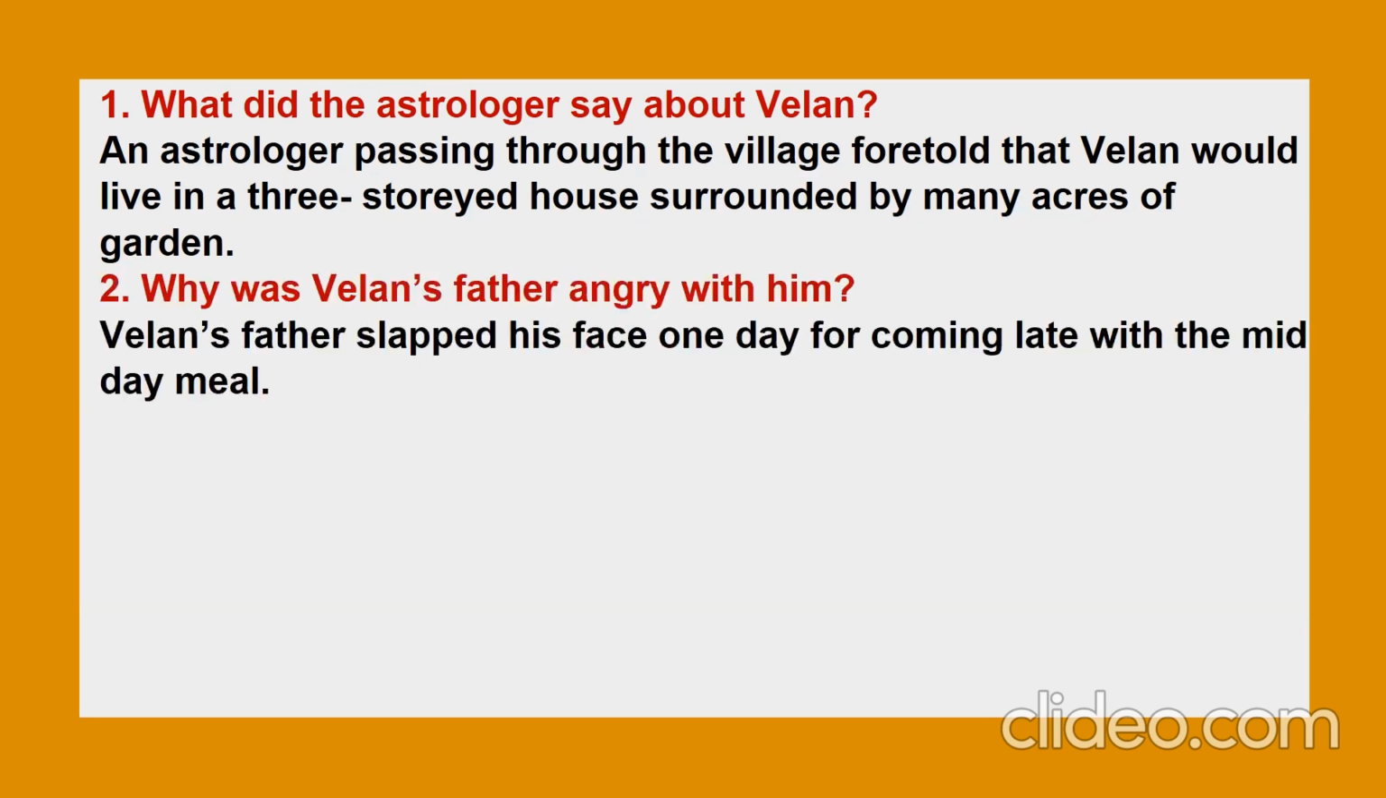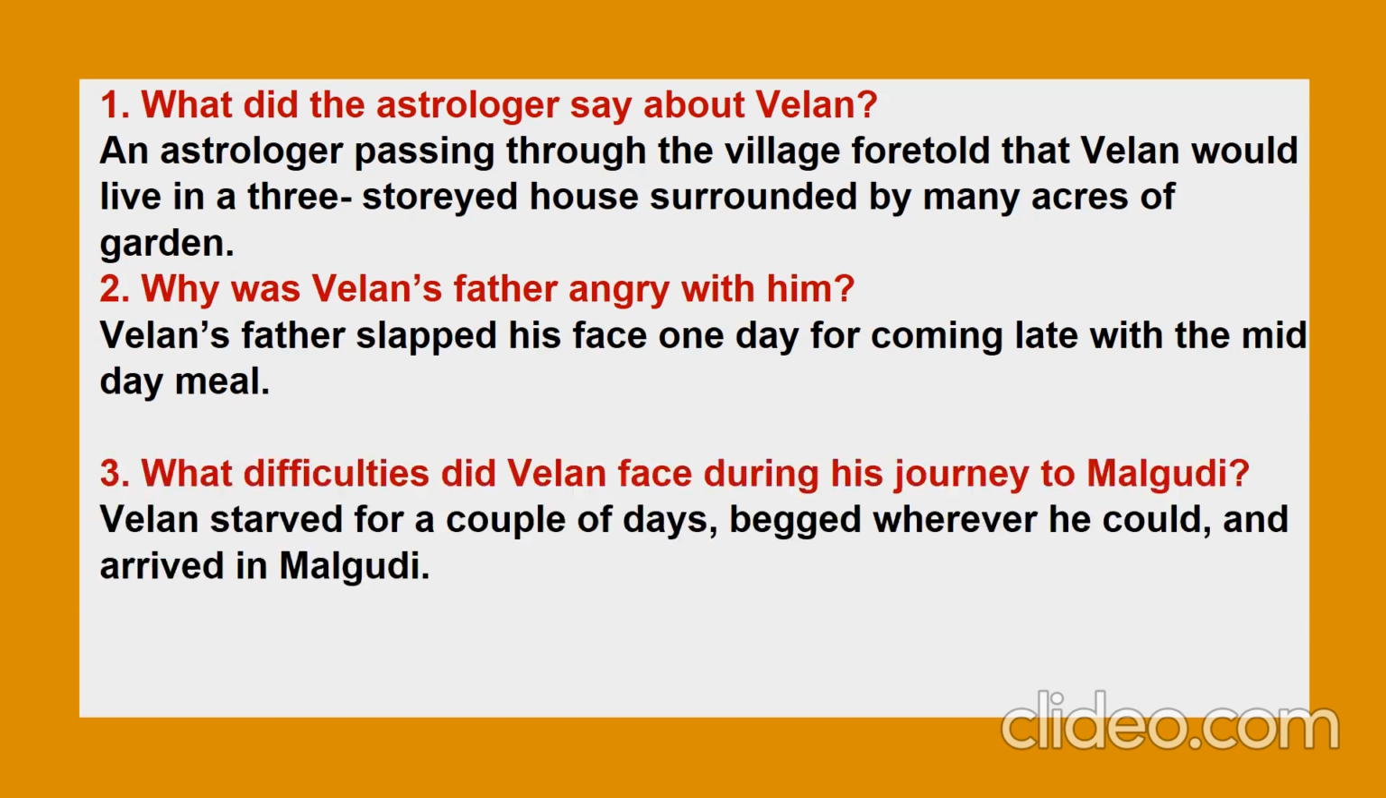Why was Velen's father angry with him? Velen's father was very much angry because he came late home for the midday meal and he was slapped. Velen's father slapped his face one day for coming late with the midday meal. So he was very much angry due to this.